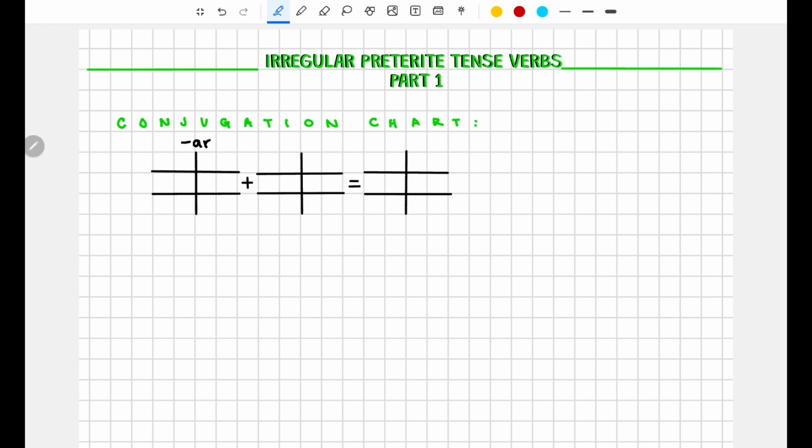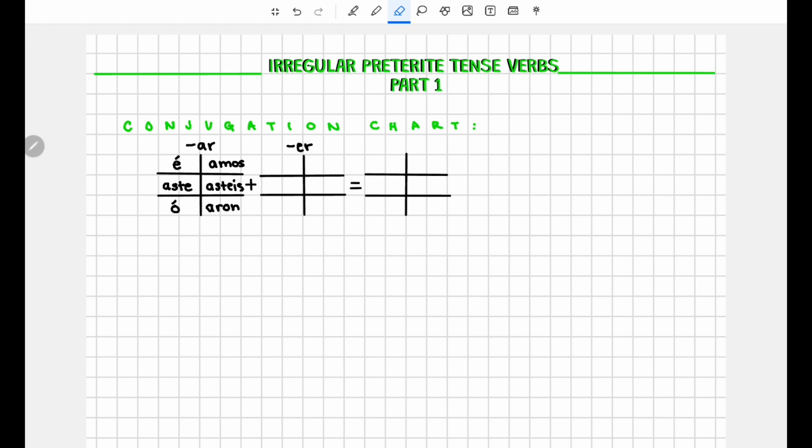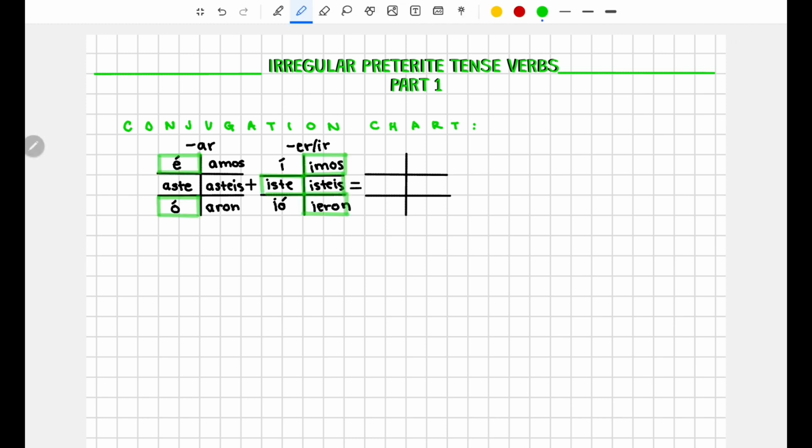Let's start by filling out our AR conjugation chart. We have é, aste, ó, amos, asteis, aron. Now for the ER conjugation chart. For ER and IR verbs, we have í, iste, ió, imos, isteis, ieron. Now I'm going to highlight the parts we're going to take from both charts.